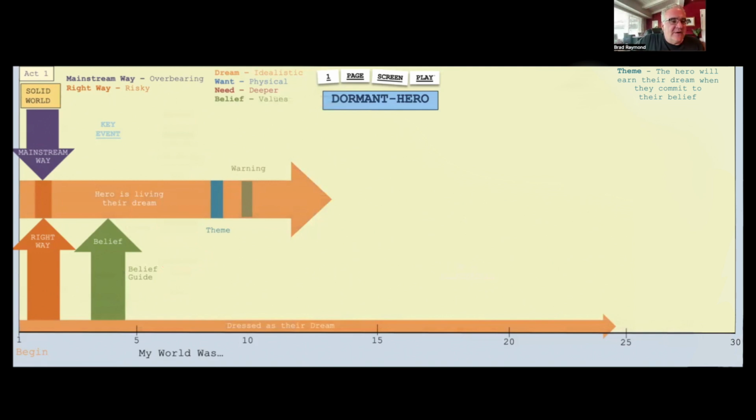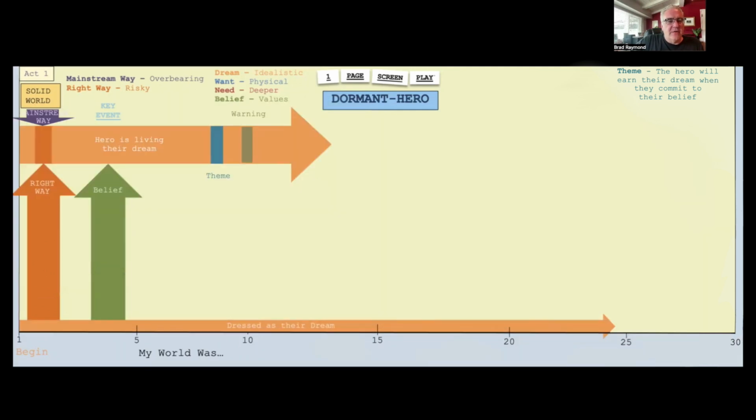So what's really interesting is the mainstream way, all this stuff, but this is not right because the character is living their dream. They can't be in the middle. So with a dormant hero, they are literally up here. They're happy. There's still a key event. The mainstream way is squished. It does not affect them anymore. They've overcome it. They're in line with the right way. Their belief system is in line. They're living by their values. There's no not answering that value. So they're going through life.